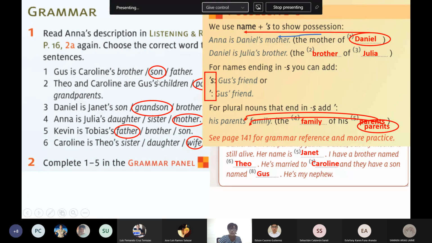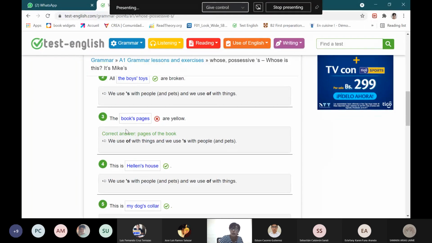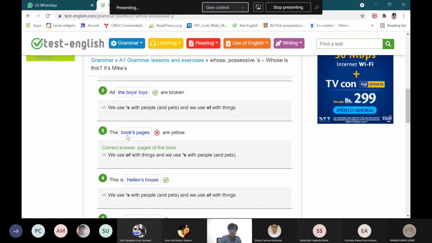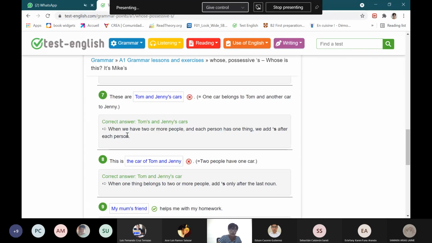Normalmente vamos a usar con nombre. Gus is Caroline's son. Daniel is Janet's grandson. So here, that's why we cannot say the book's pages. We're going to say the pages of the book. Okay? What about number 7? So these are Tom and Jenny's cars. One car belongs to Tom and another car to Jenny. So, okay, well, let's check it out. So Tom's and Jenny's car.